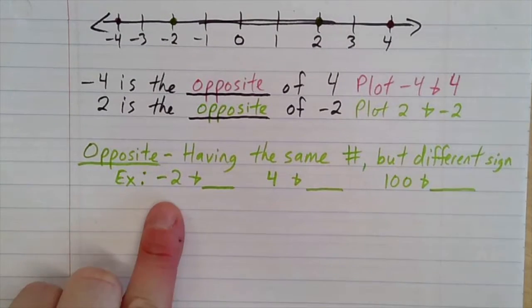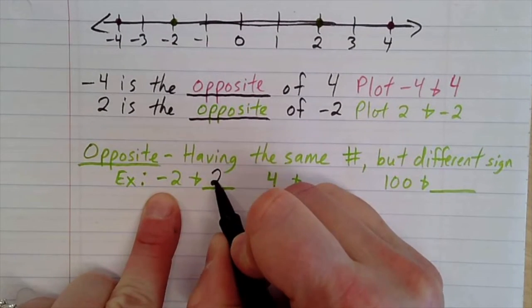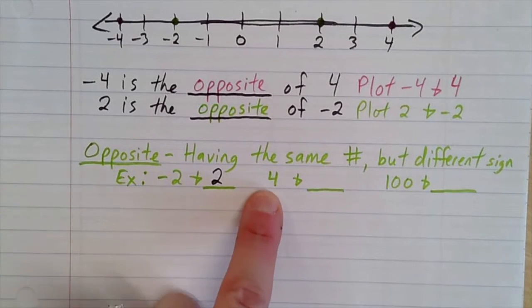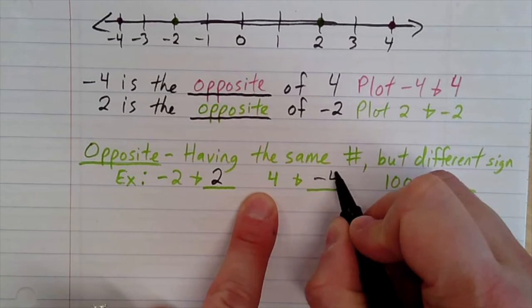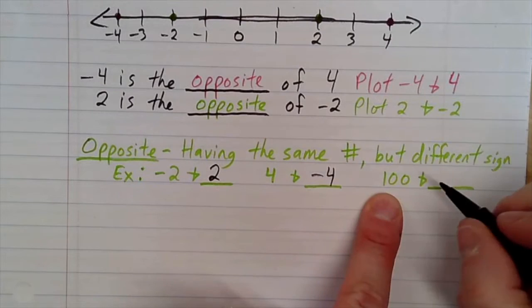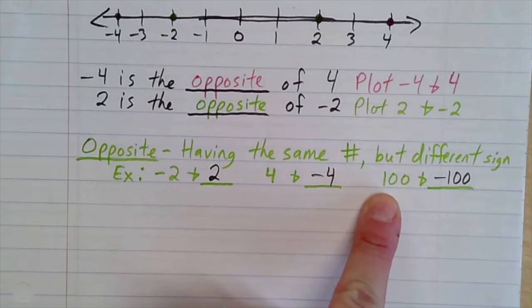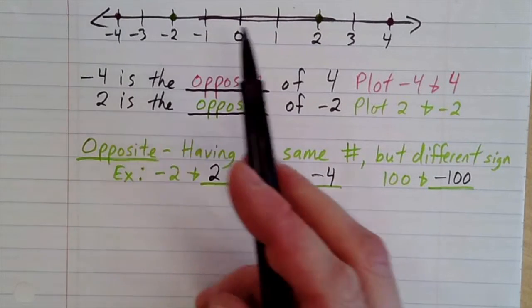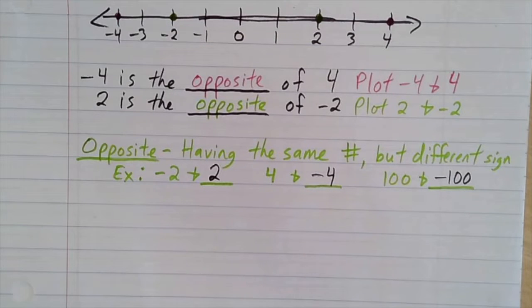So if I give you -2, the opposite would just be +2, so you just put a 2. 4, so the opposite would be -4. 100, its opposite would be -100. If I asked you to graph them, it kind of looks like this when you graph them on the dots, graphing the number and its opposite.